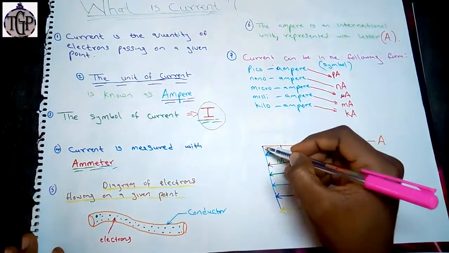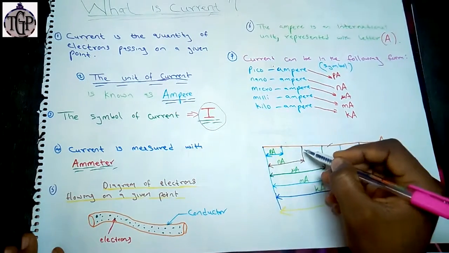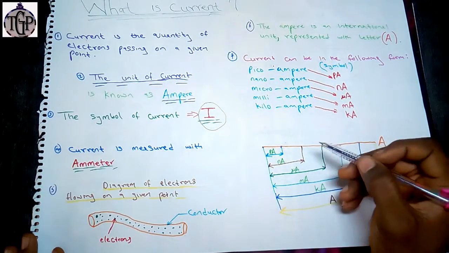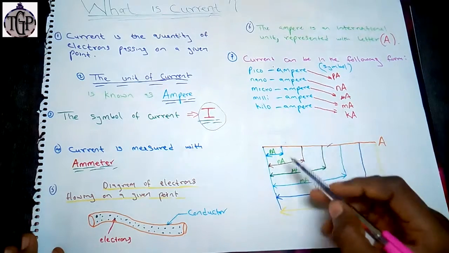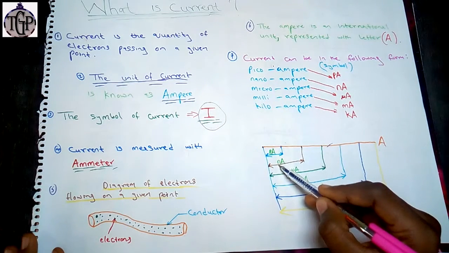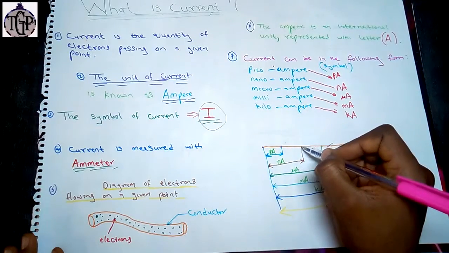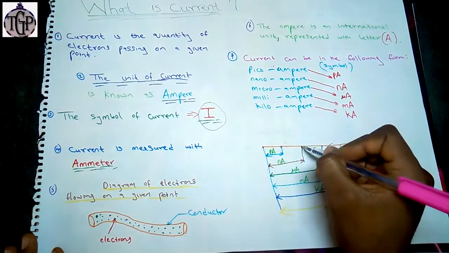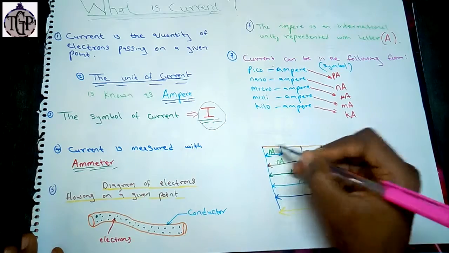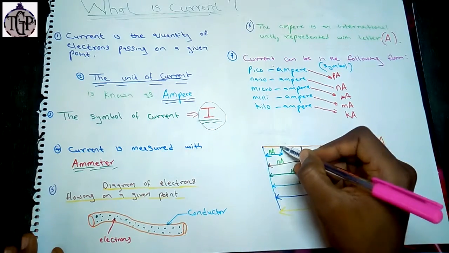So if you're measuring from here to here and you hook up your multimeter, you can see here is labeled nanoamps, which means current passing from this point to this point is greater than current that is passing from this point to this point.